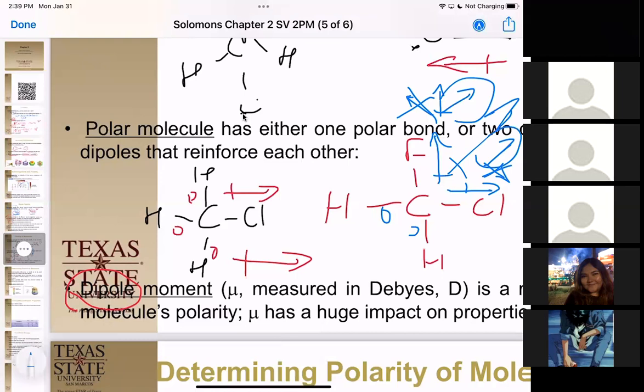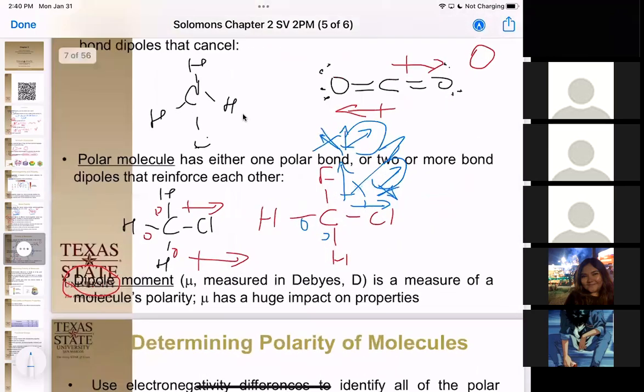And we measure that in what we call debyes, which goes from 0 for nonpolar up to several, like 5 or 10 or 15, depending on what we're doing. Okay, so do we see that all we're doing here is canceling out things that are opposing each other and adding things that are going in the same direction to get our polarity, okay? So what do we need to know about that?